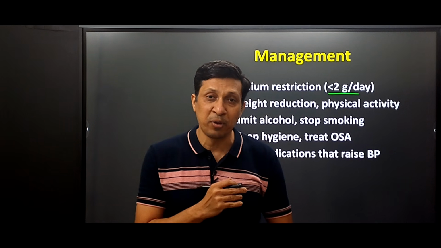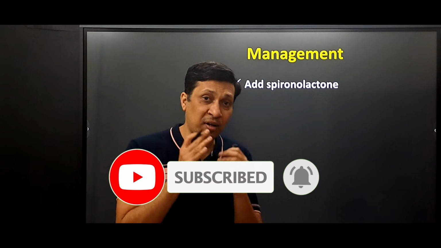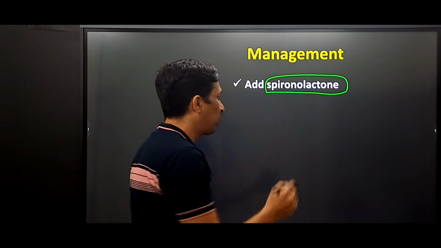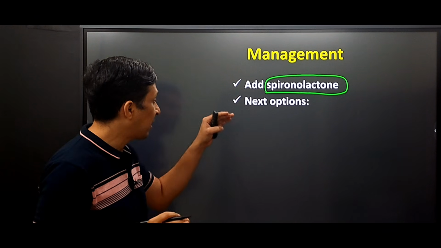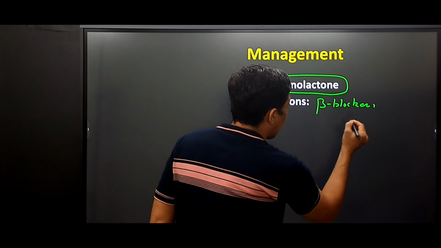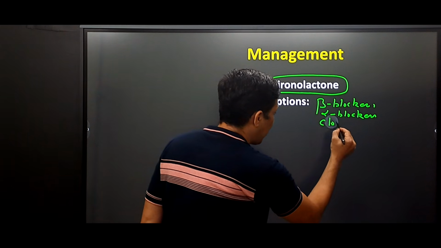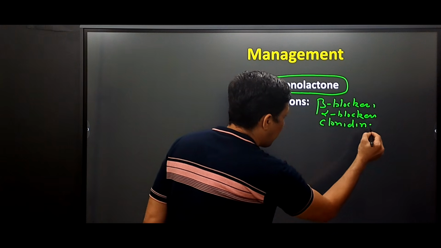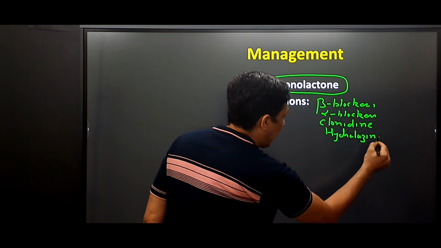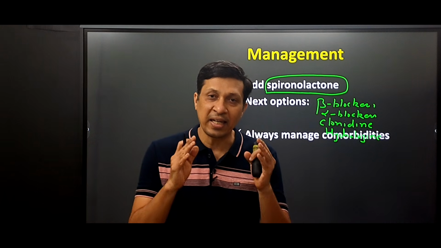Now after lifestyle modification, we go for the drugs. The drug of choice, the fourth drug that we will add here, is spironolactone. And in spite of spironolactone, if there is no response, then other options are like this. You can add beta blockers, then alpha blockers, then centrally acting drugs like clonidine, and also direct vasodilators like hydralazine. And apart from these drugs, you also have to manage comorbid conditions like diabetes mellitus.